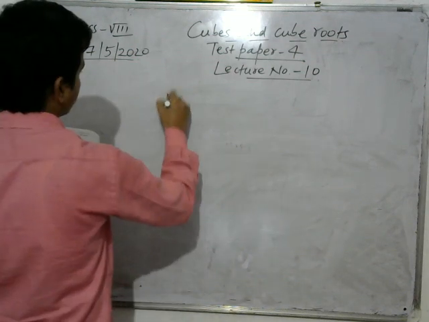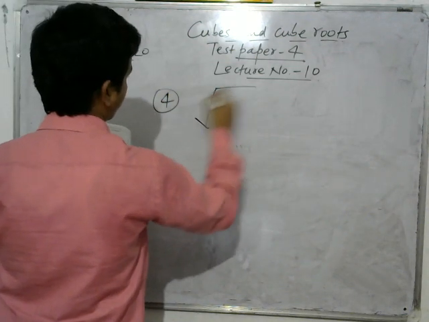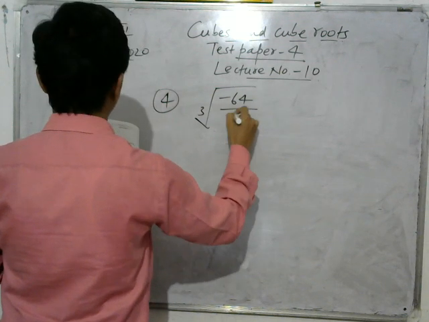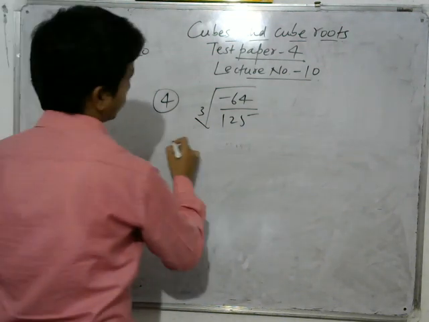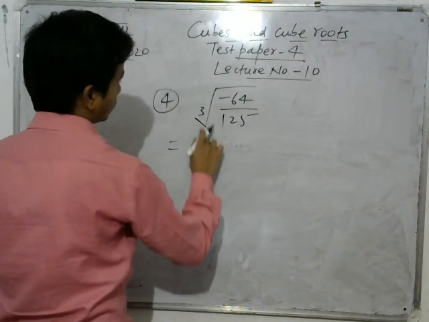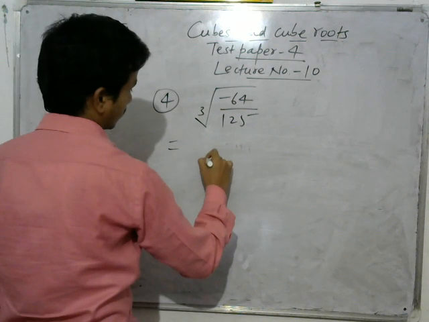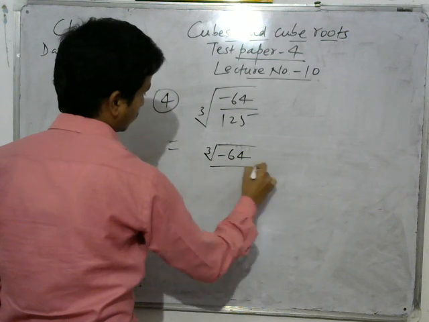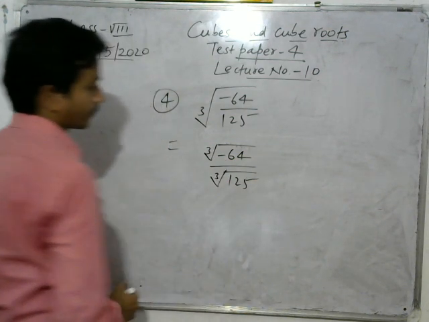I think third you can solve. I am solving 4. So the cube root of negative 64 over 125. Now see this question number 4. How will you solve it? You know the cube root of a rational number is the cube root of negative 64 divided by the cube root of 125.